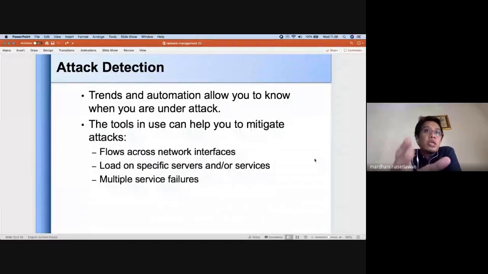So the attack detection will be provided by tools that can help us to mitigate the attacks. For example, flows across network interfaces, load on specific servers and services, and multiple service failures. So we will have all that information. Then when we have all that information, it will be easier for us to see whether we are under attack or not, actually.